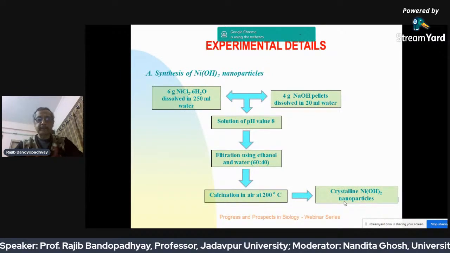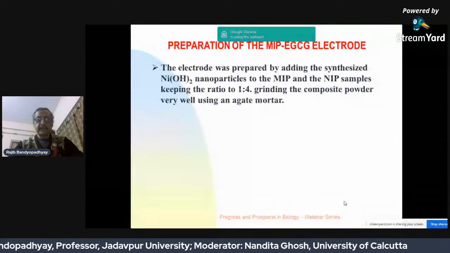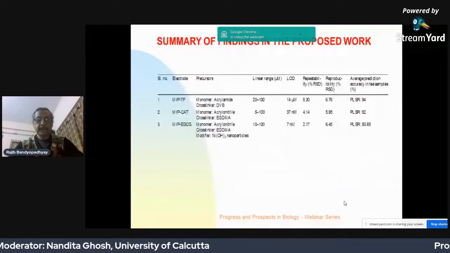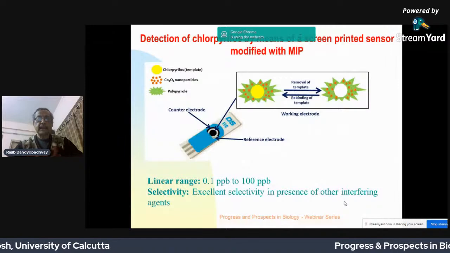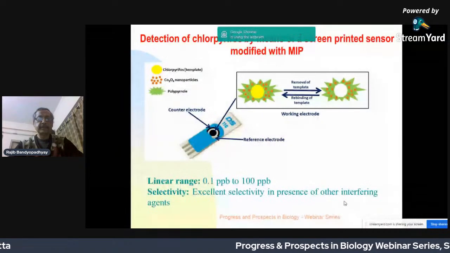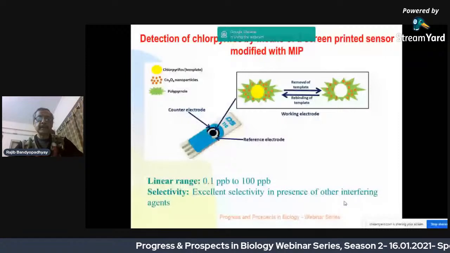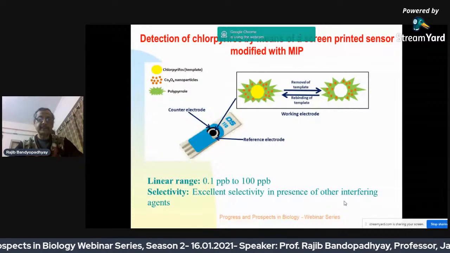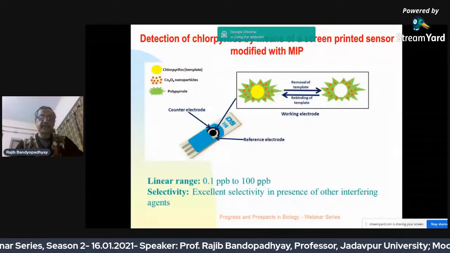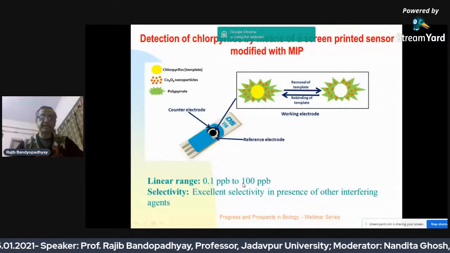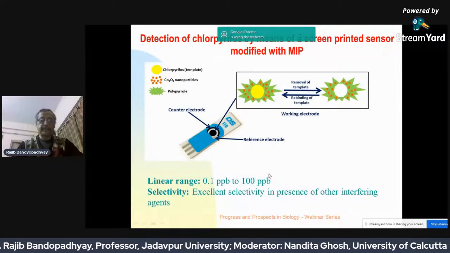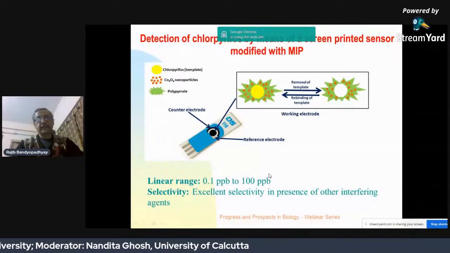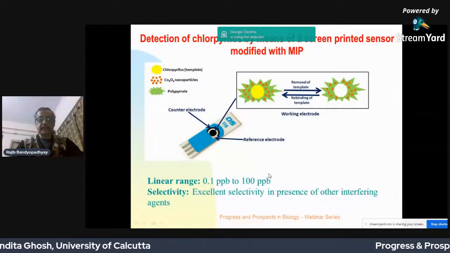So these are the different methods for making these MIPs. That's about tea. Let me just go through the next. This is another application we tried, but we didn't get much success in developing the MIP sensor for pesticides, because the required range is from 0.1 ppb to 100 ppb. For that type of sensitivity, it's really very difficult. But there are some papers and some methods to develop it. We have to work more in this direction.